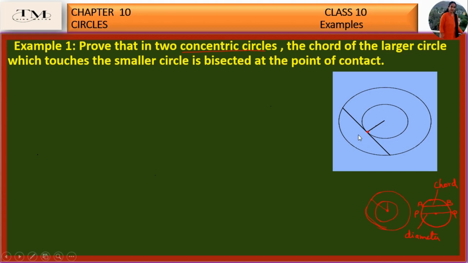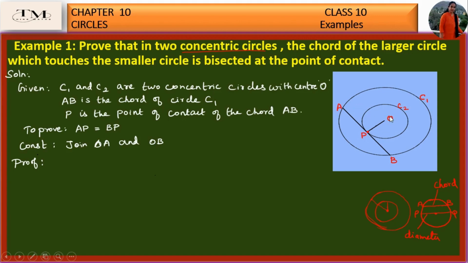First let us name everything. Here O is the center, P is the point of contact and AB is the chord. There are two circles C1 and C2. C1 and C2 are two concentric circles with the same center O. AB is the chord of circle C1, the larger circle, as it is given that it is the chord of the larger circle. P is the point of contact where it touches the smaller circle.